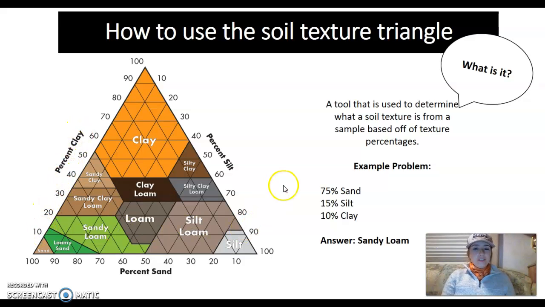Okay, so when we have all of these percentages, the goal is to find where each of them meets, and then we can find out what the soil texture is. So if we have 75 right here, 10 right there, percent of clay, and then we have the 15% of silt. Drag this down. Alright, so that's our texture right there, is the sandy loam.